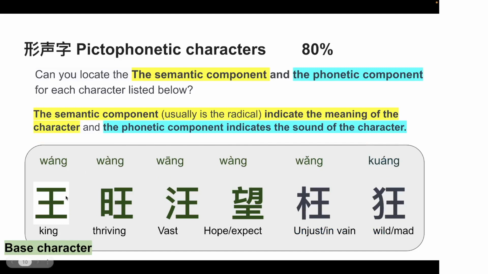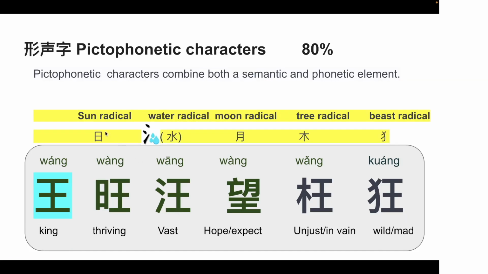So we have the base character 王. Do you know which part is the component for meaning and which part helps you with the pronunciation? Let's see. So we have the sun radical, sun. So this character pronounced as 旺, meaning for thriving. This character has a three-dot water radical, 三点水, pronounced as 汪, meaning for vast. Imagine the ocean is very big, vast, water, okay? We also have the moon radical right here, okay? When you look at the moon, it gives you hope, expect something.